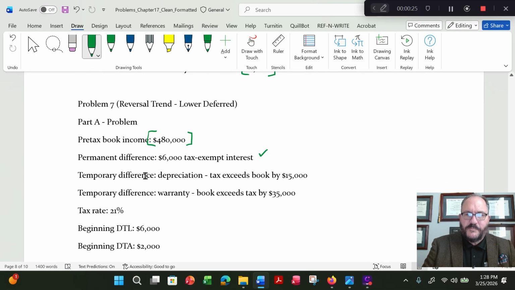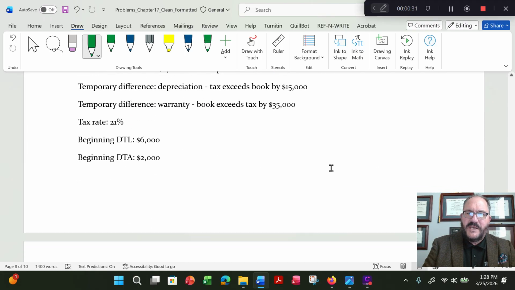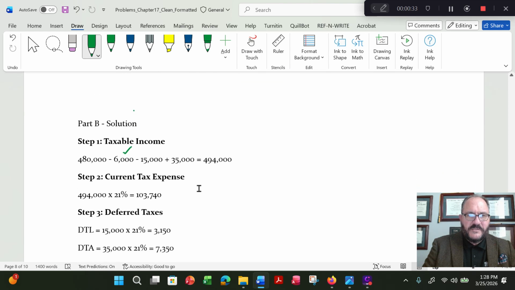Then we have depreciation again, so that's going to be tax exceeds book, so we're going to subtract that, and then we're going to add this one here. So you can see we're subtracting the excess depreciation, adding this one back, so 494. Okay, 494 by the 21%. There's our current tax expense.